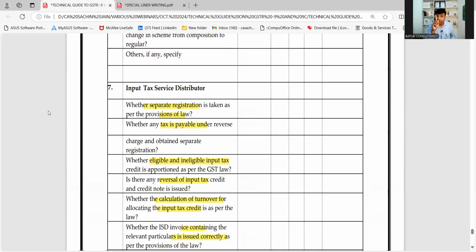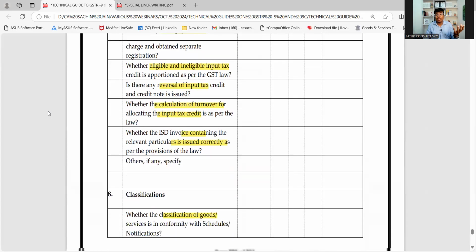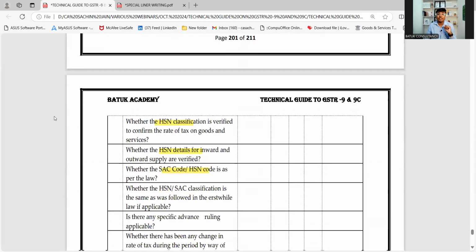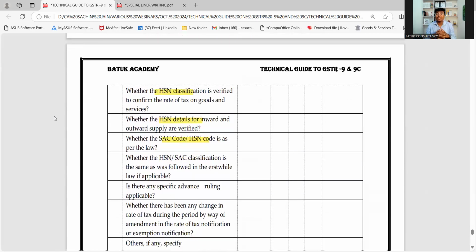The calculation of turnover, because in case of ISD, the input tax credit will be distributed in the ratio of the turnover. So we need to ensure that the turnover has been calculated in the perfect way. We also need to check that the classification of goods and services is perfect or not, as per schedule, as per notification. The HSN classification, the SAC classification is perfect or not.